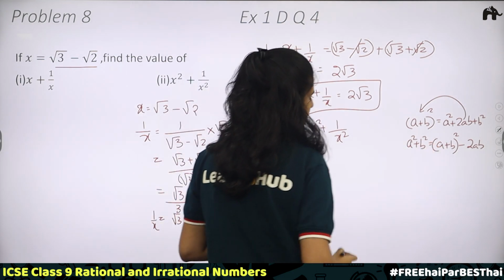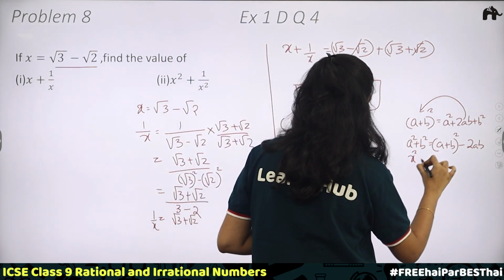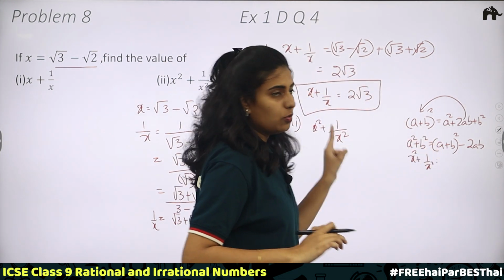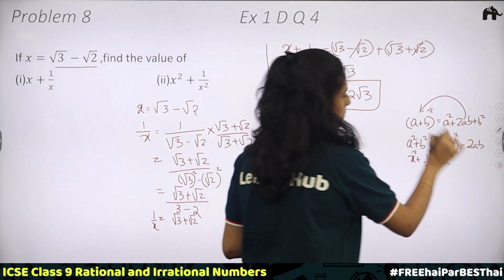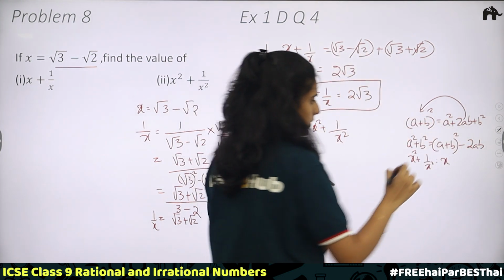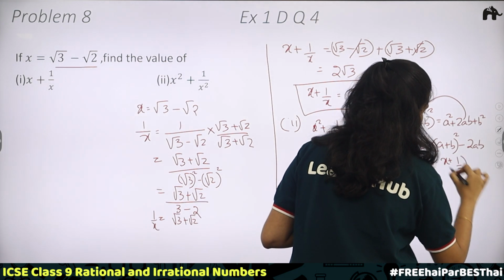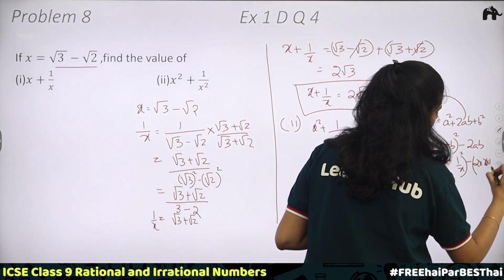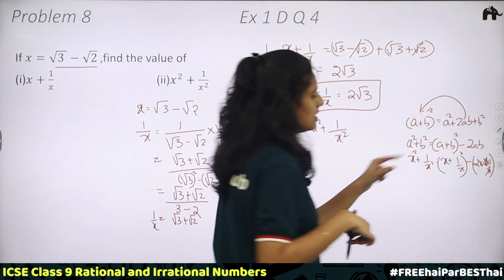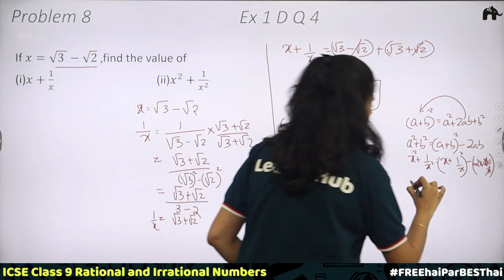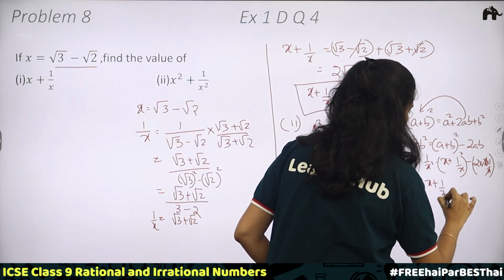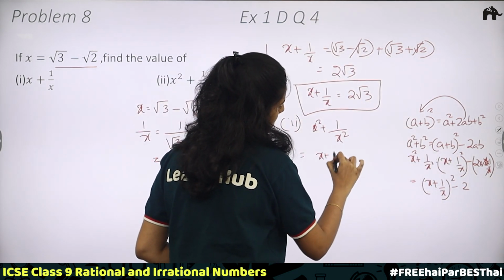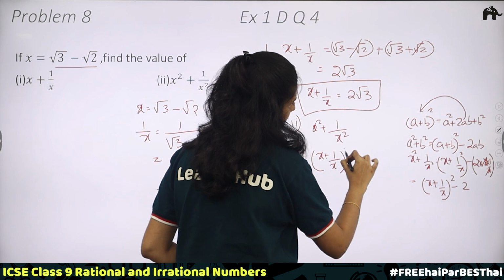Okay. So, on considering this, you will be getting x square plus 1 by x square. That is, everywhere in place of a, we are going to put x, and in place of b, we are going to put 1 by x. Okay. X plus 1 by x whole square minus 2 into x into 1 by x. This x and this x can be cancelled and you will be having only 2 then. So, this is equal to x plus 1 by x whole square minus 2.